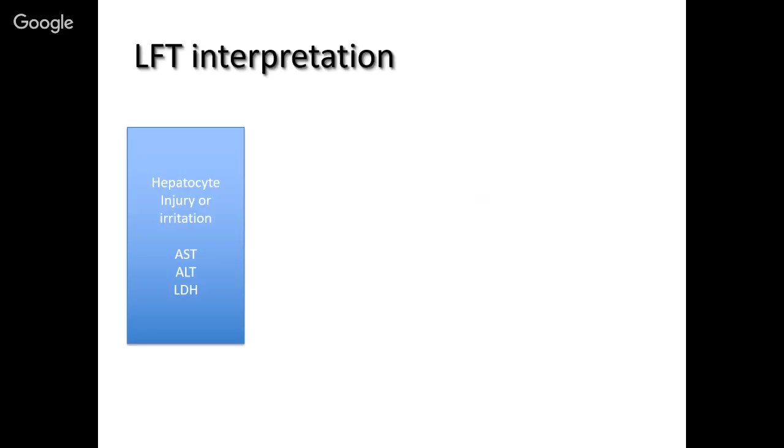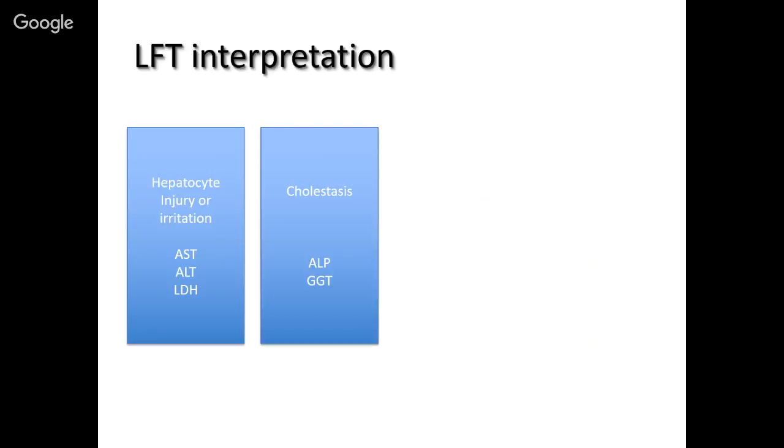Another rule of thumb, therefore, is that with hepatocyte injury or irritation, you might see an increase in AST, ALT, and you do sometimes see things like lactate dehydrogenase go up as well. If there's cholestasis, and that could be just the bile flow is slowed down because of a drug, or it could be because of a blockage, because of a stone, or because of a carcinoma in the head of the pancreas blocking the common bile duct, then the ALP and gamma GT might go up.